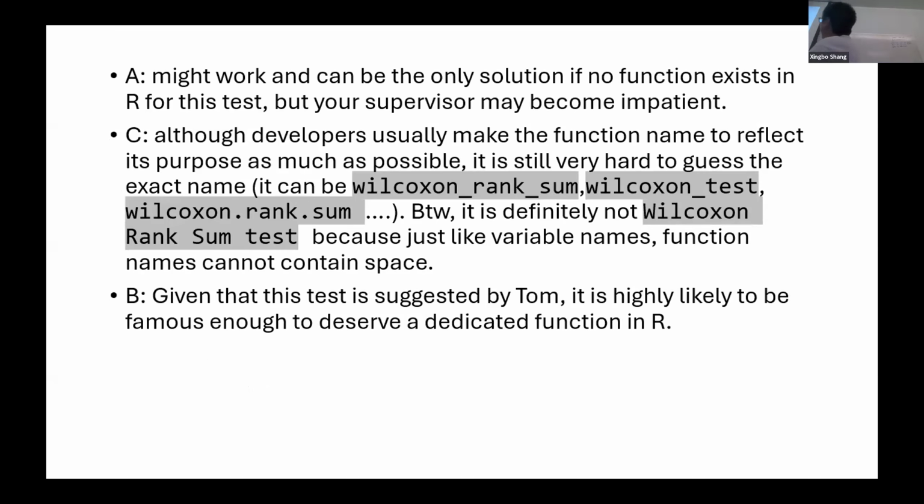So for C, usually it's good practice to name a function based on what it is doing. But still, it can be very difficult to guess if you don't have the function name in your mind. For example, for the Wilcoxon rank sum test, it can be separated by underscore or by dot, or people may omit the rank in between. And by the way, it's definitely not Wilcoxon space rank space sum space test, because just as mentioned for the variable name, a function name cannot contain space in R. So you definitely know it's not this one.